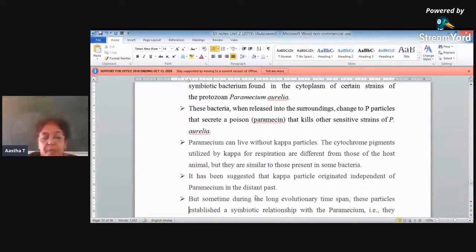It has been suggested that kappa particles have originated independently from Paramecium in the distant past.